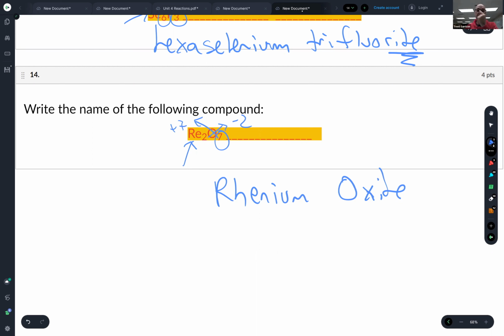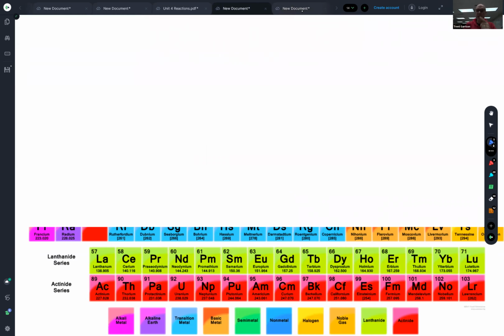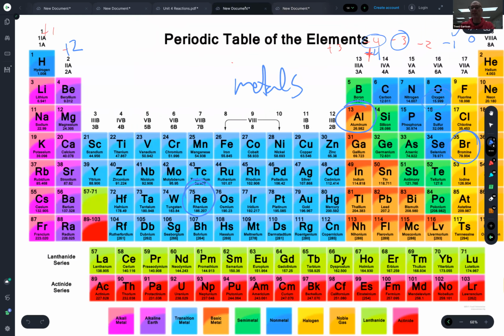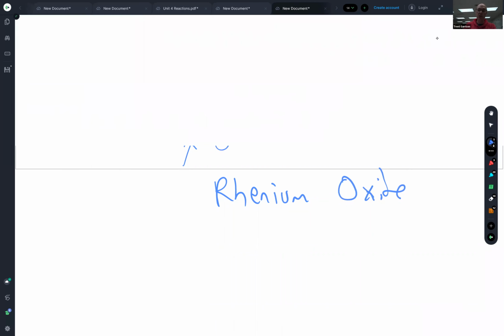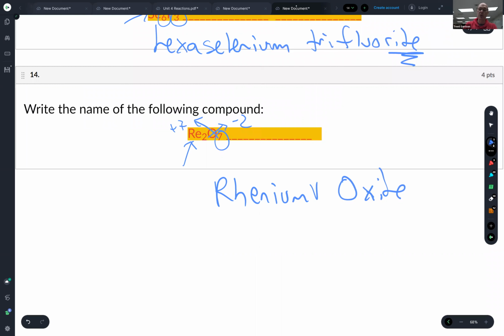And let's go verify now that oxygen is a -2. So oxygen over here, it does have a charge of -2. Therefore, that 7 is the correct charge for rhenium. So I'm going to put in here a Roman numeral of 7. If you want to put them in parentheses, that is perfectly fine.